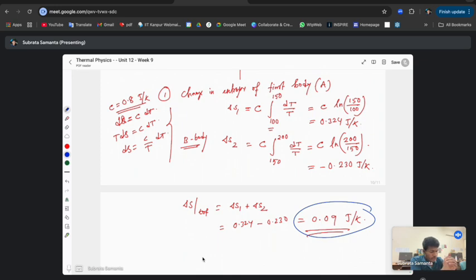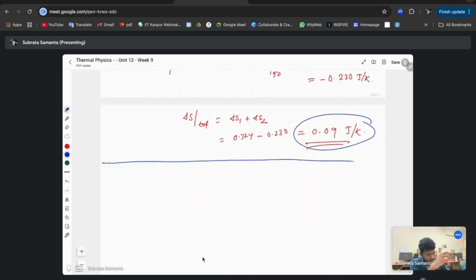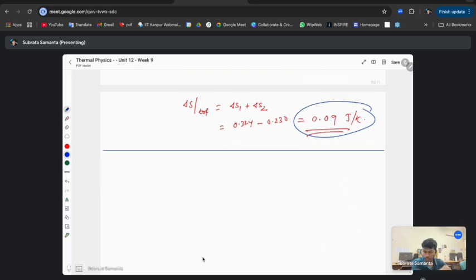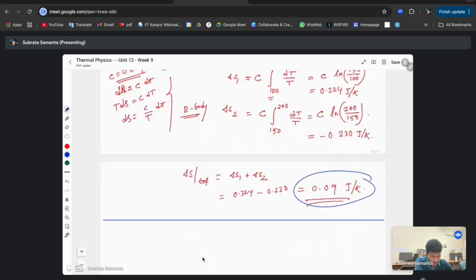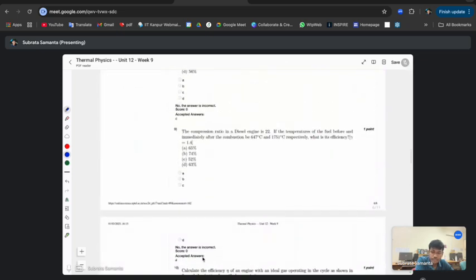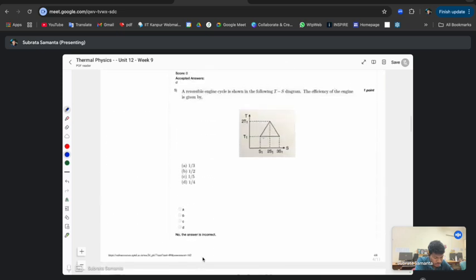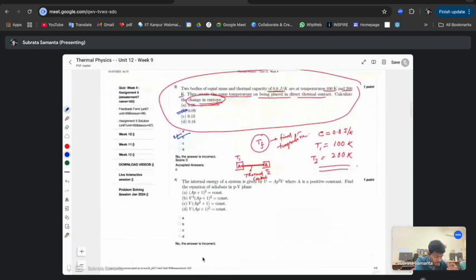Okay, so it seems there is no more questions, so then I will move to the next one. So the next problem is basically problem number 4, right? Yes.